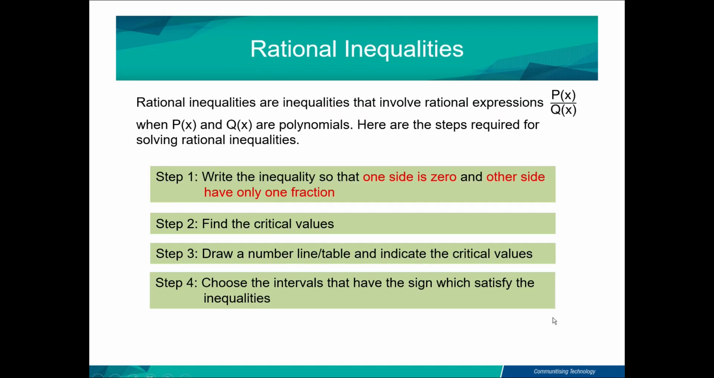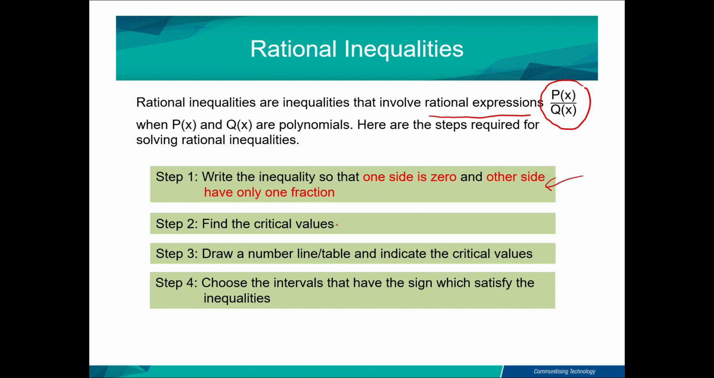Alright, the next part is rational inequalities. Previously we had linear inequalities and quadratic inequalities. Right now we have rational inequalities. A rational inequality involves rational expressions P over Q, so we have some expression divided by another expression. So how to solve a rational inequality? First of all, we write the inequality so that one side is 0 and the other side has only one fraction. We need to simplify until we get into this form.